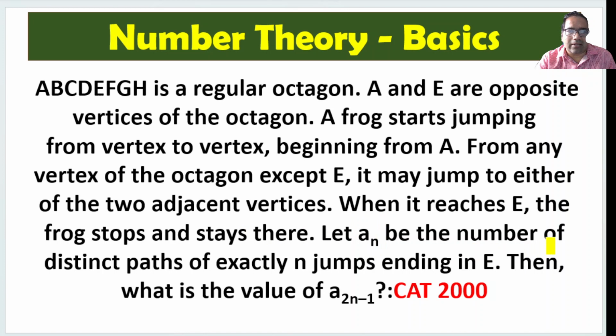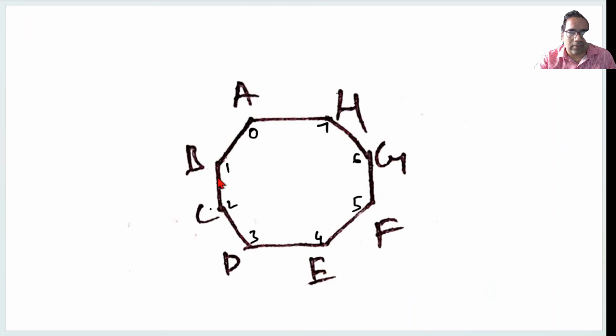Let a_n be the number of distinct paths of exactly n jumps ending in E. For example, taking 50 steps, how many such 50-step routes are there to E? If n is 50, what does that mean? It can go here like this: 1, 2, 3, 4, 5, 6, 7, 8, 9, 10, 11, 12, whatever. Taking 50 steps, you can go in circles, you can come back, you can go forward, whatever. It can go till D and then go back till F and then come back till D, whatever.